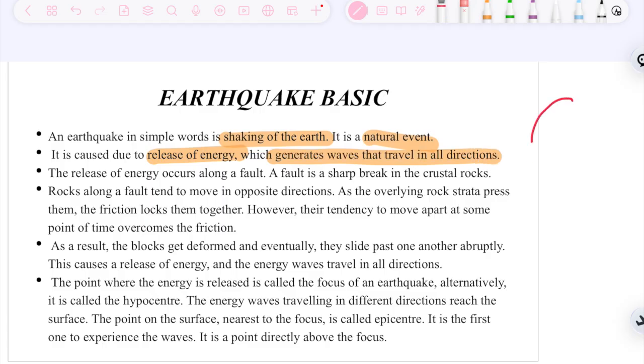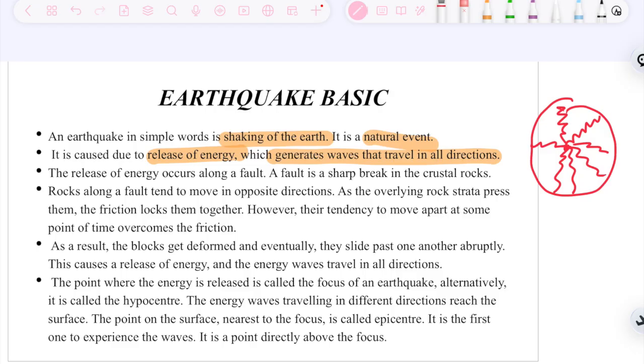For example, this is Earth. From this point, energy is released. Now, in one form, energy is released in the form of waves. These waves travel all through the Earth's interior in different directions. We will be understanding more about earthquake waves in later slides. So the release of energy occurs along a fault.